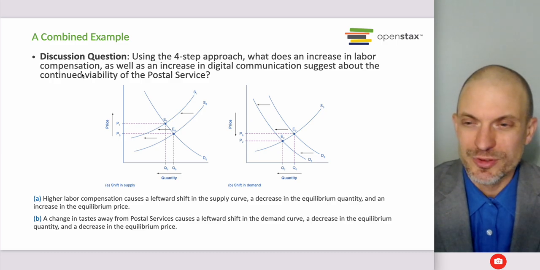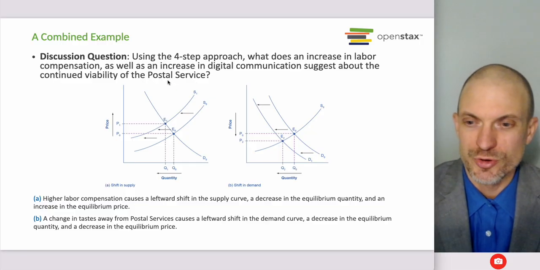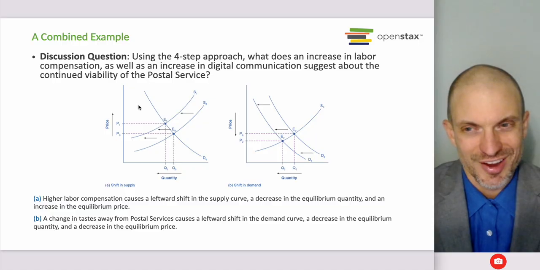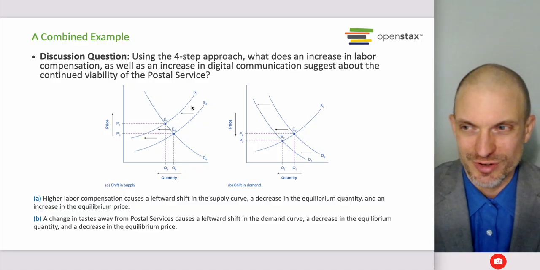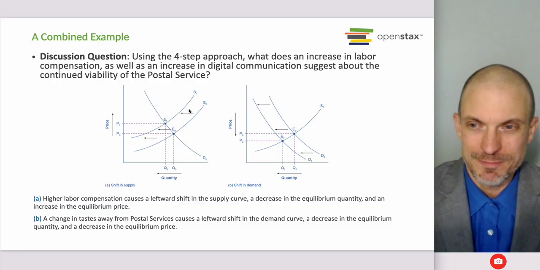Increase in labor compensation, relevant for the Postal Service, means it's going to cost more to hire postal workers. So that's going to be a decrease in supply. That's an important input in rendering postal services or letter delivery. So we're going to have increased scarcity of postal service, letters delivered or whatever. So we're going to have a leftward shift to supply. That's going to be a higher price and a lower quantity.